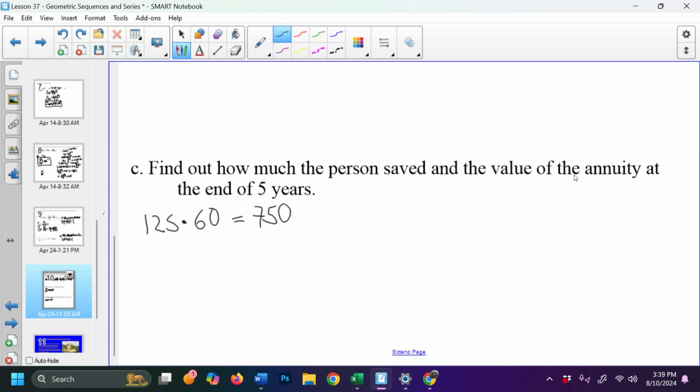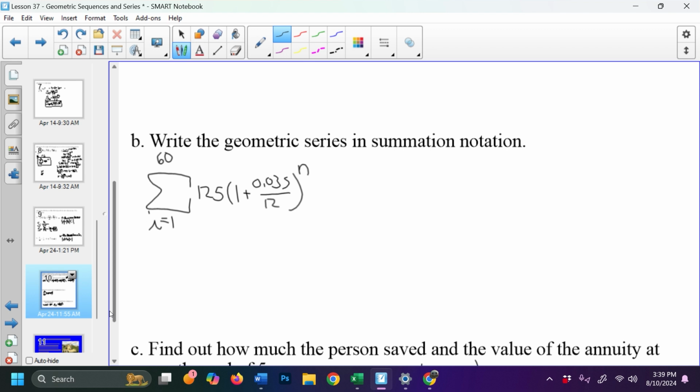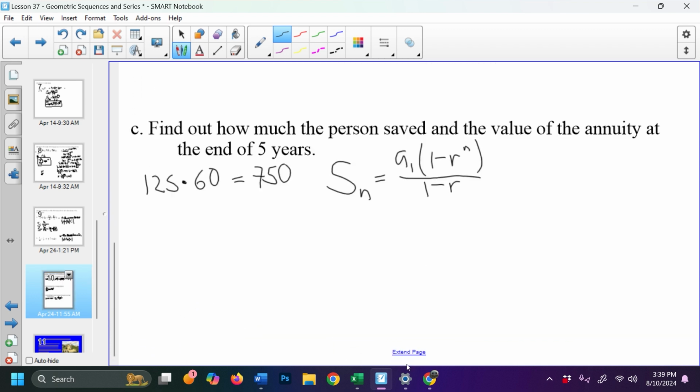But we want to find what the value of the annuity is. Okay, the value of the annuity will be that sum of a geometric series formula. S sub n is equal to a sub 1 times 1 minus r to the n, all over 1 minus r. And we have to choose that formula over the formula that we used in this last example, because that is the formula for an infinite series, whereas this is the formula for a finite series.